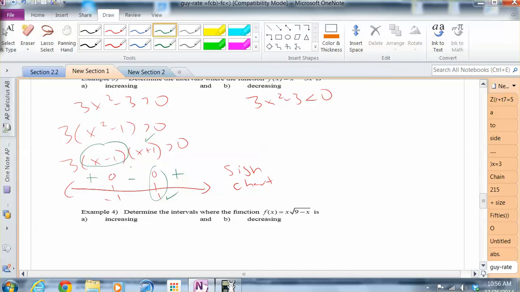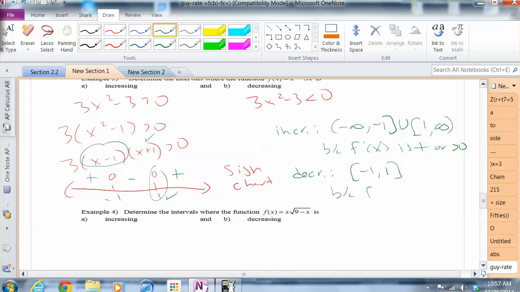So we see that f is definitely increasing in the intervals from -infinity to -1, and from 1 to infinity, because the derivative is positive, or greater than 0. And it's decreasing in between -1 and 1, and that's because our derivative is negative, or less than 0. So there are your answers.